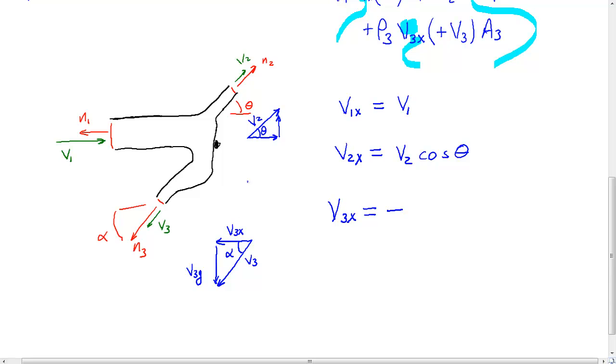This component, okay, remember our coordinates were like this. This component is in the opposite direction. It is a minus V3, and then you've got a similar setup there, cosine alpha.